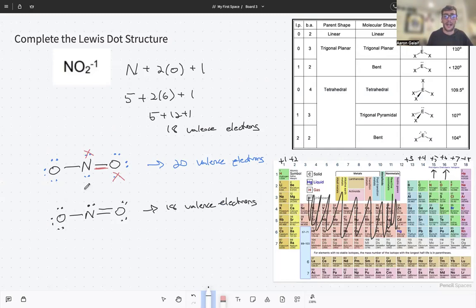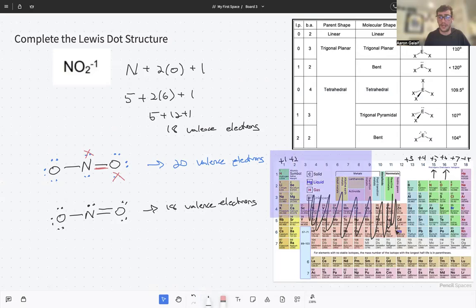Perfect. Now we need to make sure they all have their octet. 2, 4, 6, 8. 2, 4, 6, 8. 2, 4, 6, 8. The oxygens both have 8. The nitrogen also has 8. So everything is satisfied. So now all of the electrons are down. We have the correct number of bonds and lone pairs. Now we need the shape.